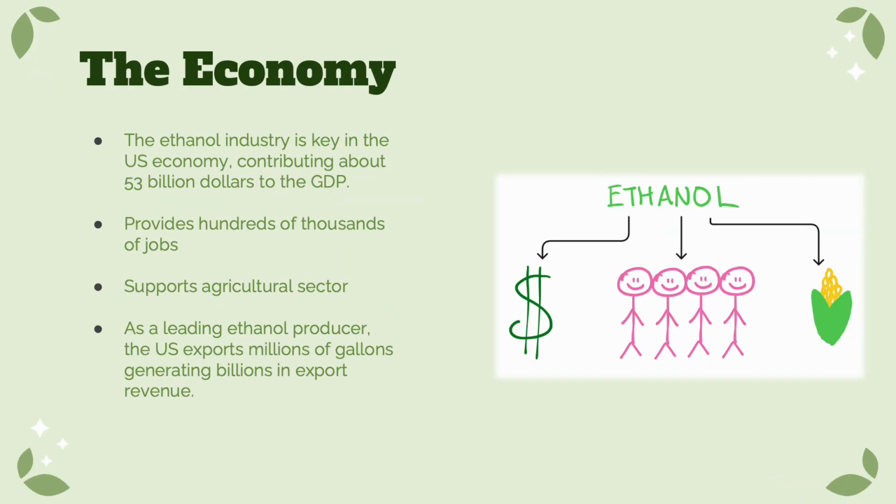What about the economy? The ethanol industry is actually key to the US economy, contributing about $53 billion to the US GDP in 2024. It also provided over 300,000 full-time jobs, and it supports the agricultural sector by increasing demand for corn and other raw materials required for production of ethanol. And there's a co-product of the ethanol production called distillers dried grains with solubles, or DDGS, which is a high protein animal feed. So that animal feed goes back to the farmers and they can use it to feed their animals, further supporting the agricultural sector.